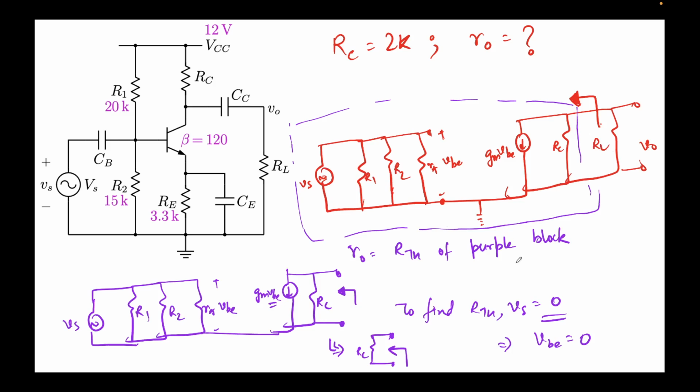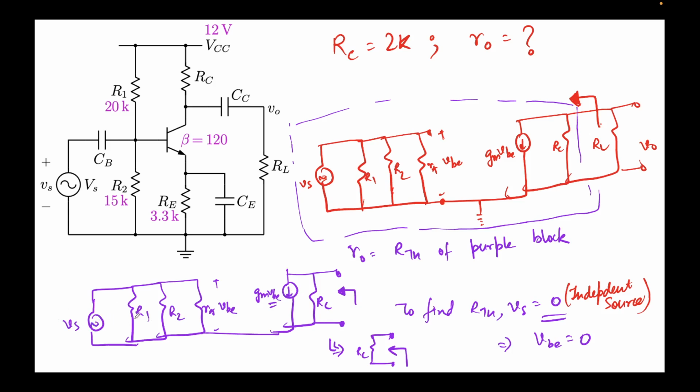Now to find RTH, we put independent sources to 0. This is an independent source. I'll write this. Independent source. We deactivate all the independent voltage and current sources. This is an independent source. This is not independent. This depends on VBE. So we cannot deactivate this. We have to deactivate only this.